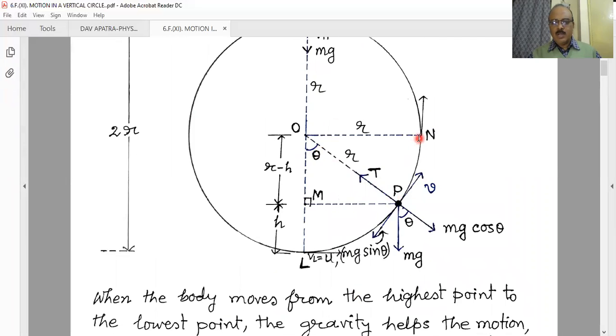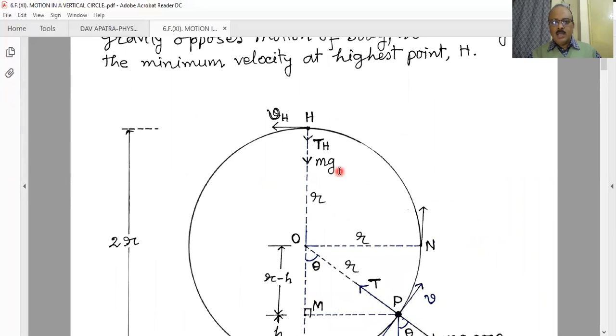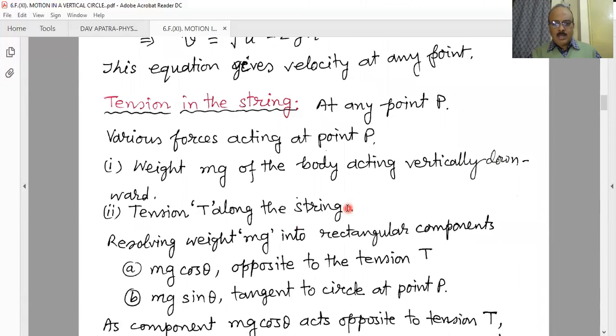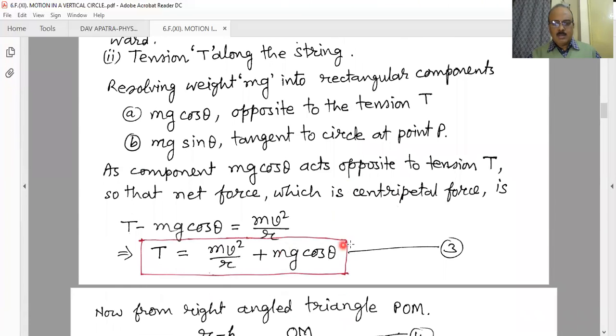That means at this point N, theta will be 90 degree. In such a case, mg cos theta will be 0. And at this point H, theta will be 180 degree. And by knowing the value of v at this point, we can find out the tension at different points. This is the expression for the tension at any point. But there are two unknowns here: theta is one unknown and v is another unknown, these two variables.